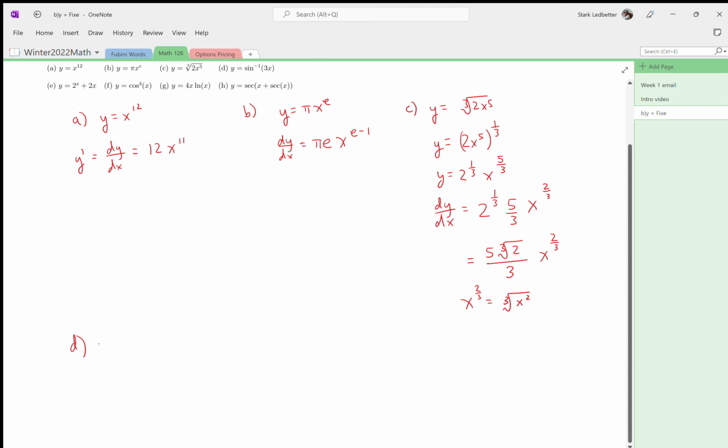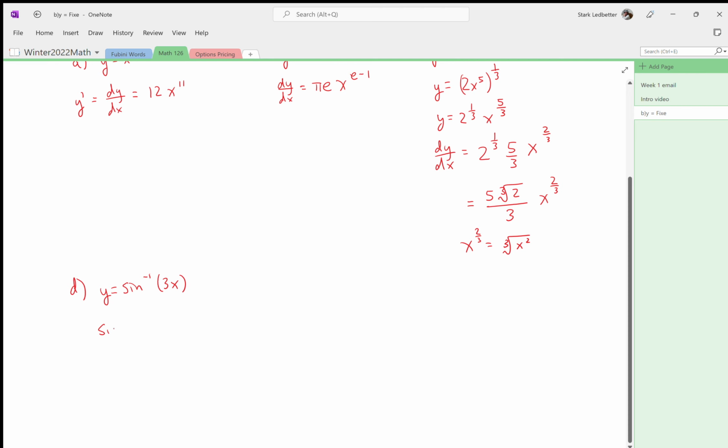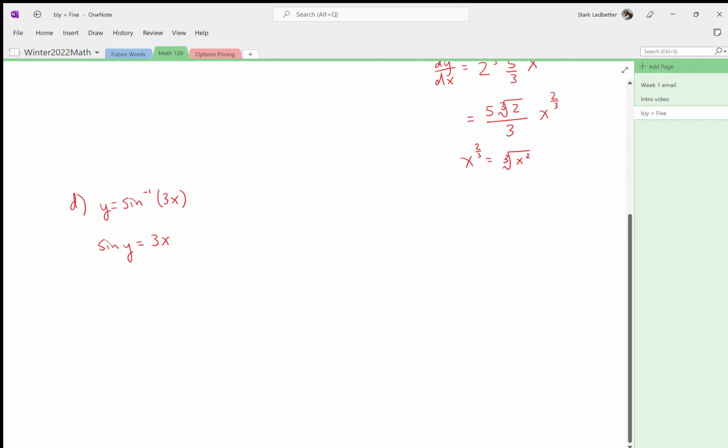Okay, part D, we now have inverse trig functions. I don't like to memorize the derivatives of inverse trig functions. I like to take sine of both sides and then differentiate implicitly. That way I just have fewer things to memorize. I don't like to memorize anything if I can avoid it, except for things that are important, which I will tell you throughout the quarter.